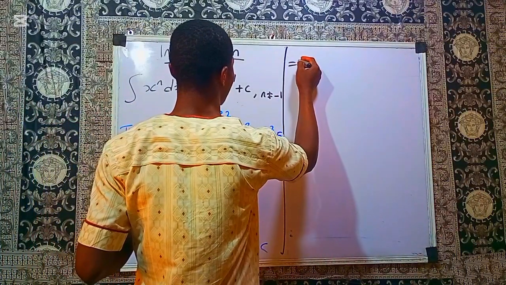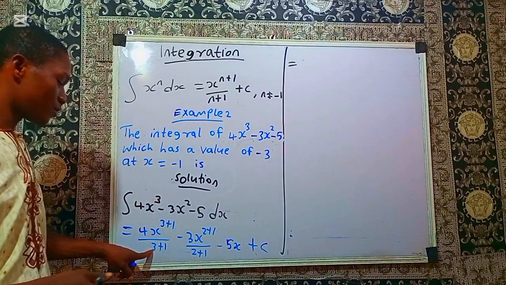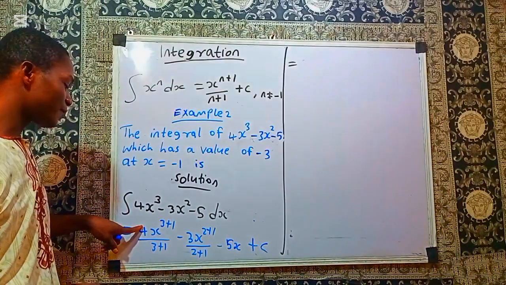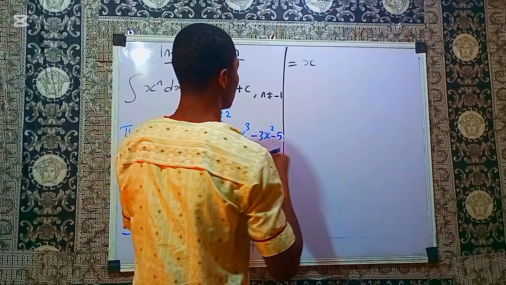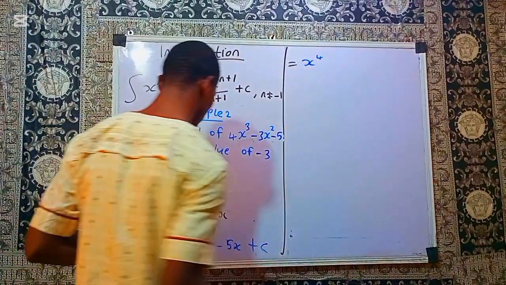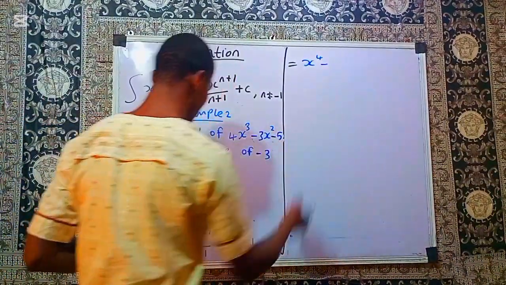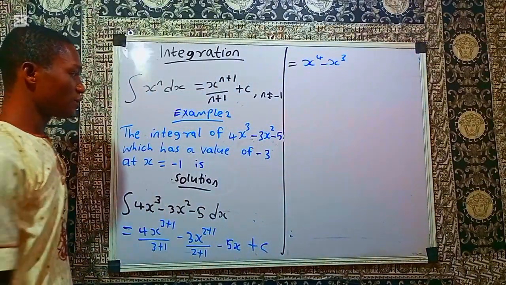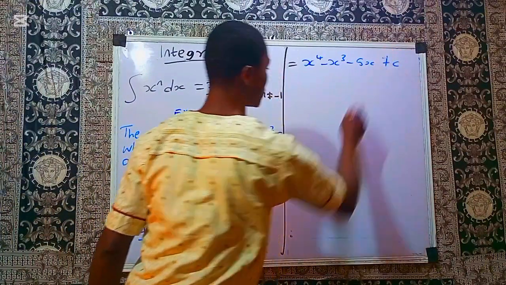We can simplify further. This will be equal to, we have 3 plus 1. 3 plus 1 is what? 3 plus 1 is 4. 4 divide 4, so we are going to be left with x raised to power 3 plus 1, which is x raised to power 4. If you do the same thing here, 2 plus 1 is what? 3. 3 will divide 3. What we are left with is minus x raised to power what? 3, because 2 plus 1 is 3. Then minus 5x plus what? C. Right?